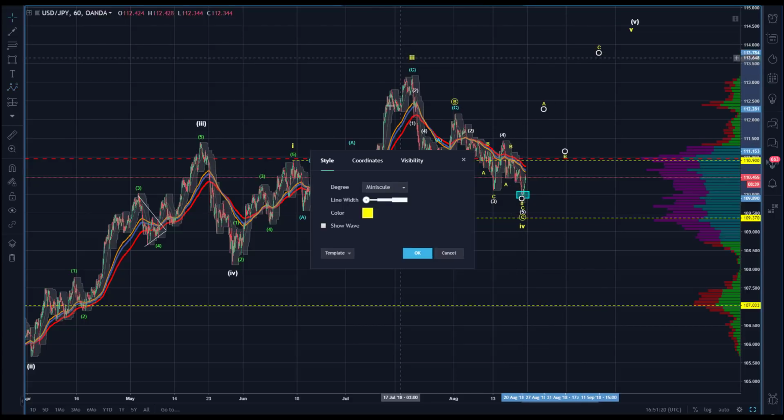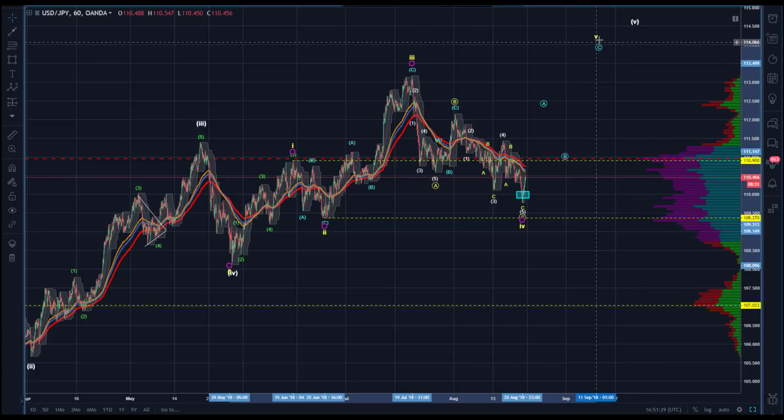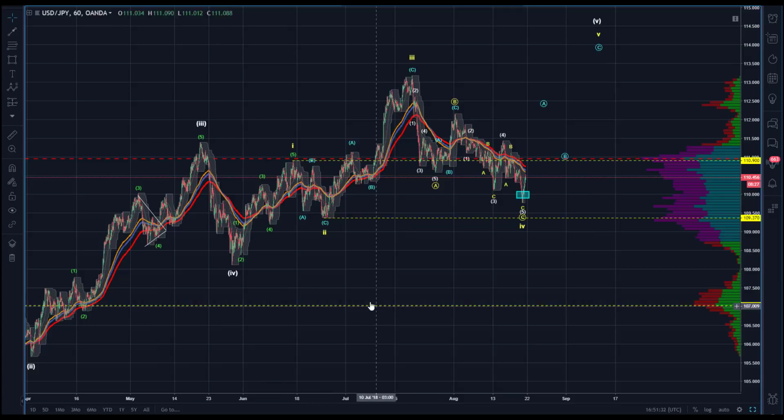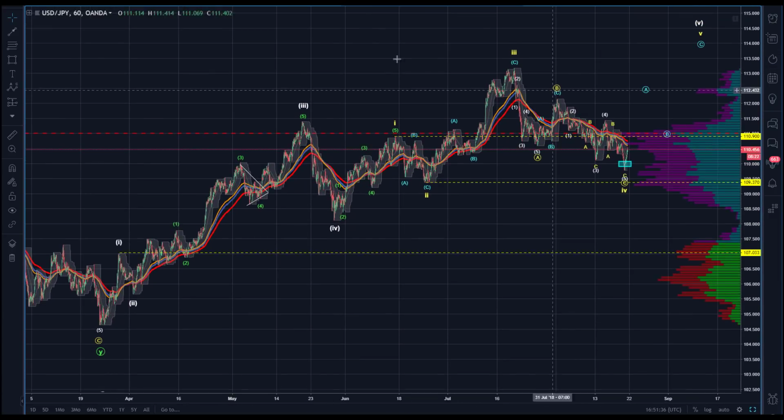Let's get that up a degree. Let's go to blue, and we'll go to micro. All right, so we certainly could have an ABC to stay with that diagonal structure. Right, so that could potentially finish us. So we look now and we go, okay, where would that put us?